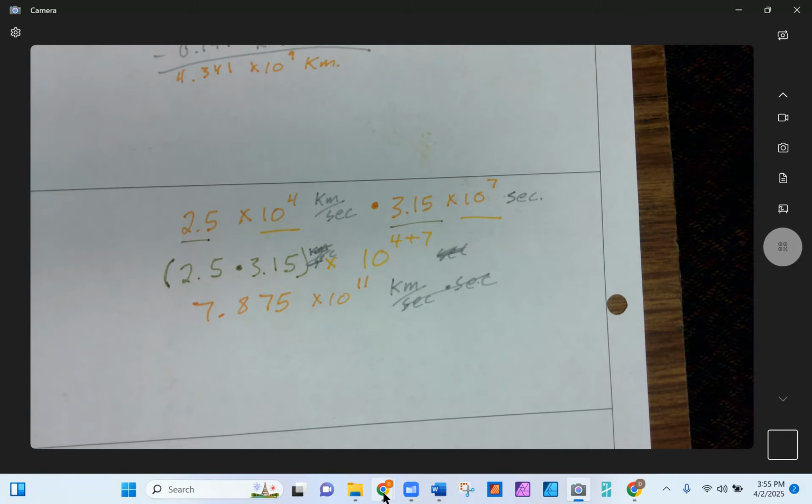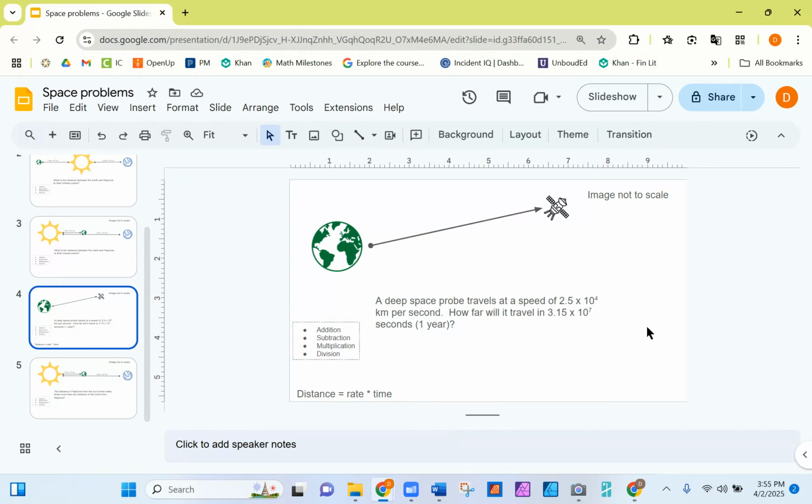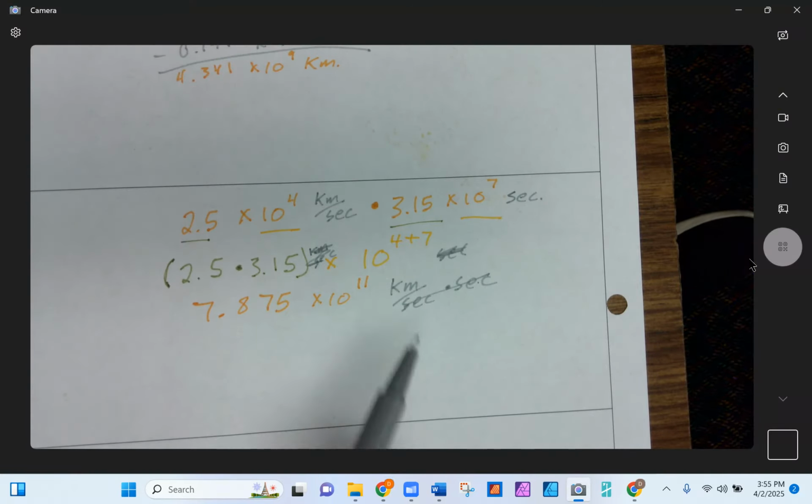So your sentence answering this, how far will it travel in 1 year? It will travel 7.875 times 10 to the power of 11 kilometers in 1 year.